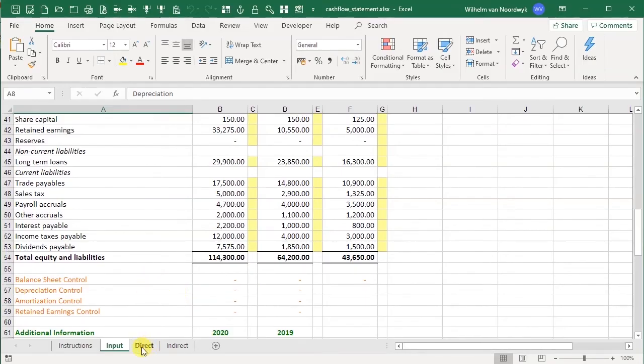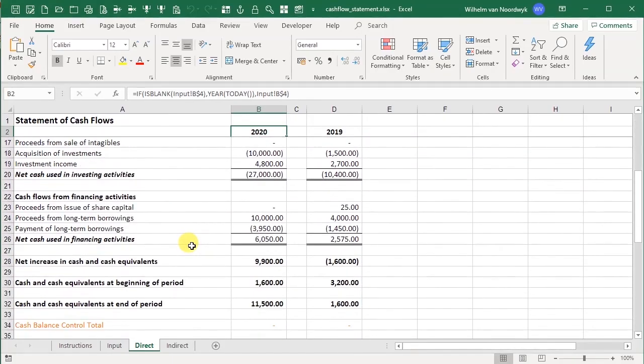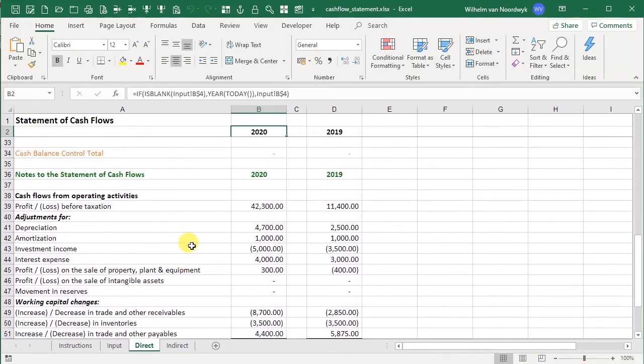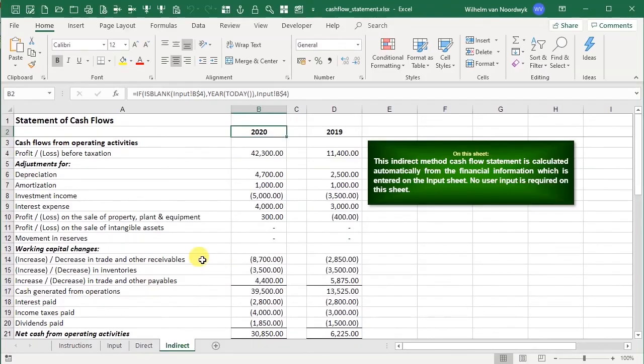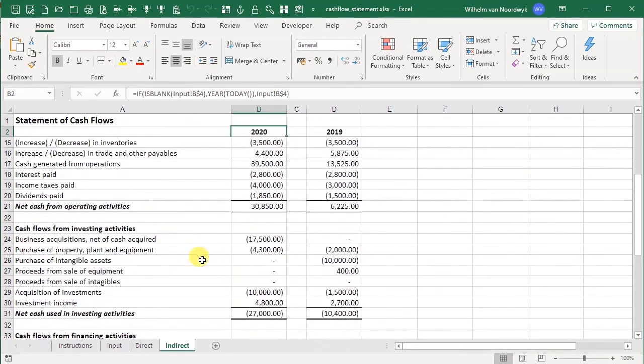We can then have a look at the cash flow statement on the direct sheet. There are 2 cash flow statements, one produced on the direct method on this sheet and one produced based on the indirect method. So both are fully automated. You just enter your input on the input sheet and all of these balances are calculated automatically. So this is the direct method, and then you have the indirect method. Also, no user input on the sheet, everything's automated.